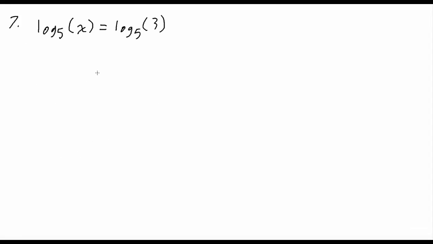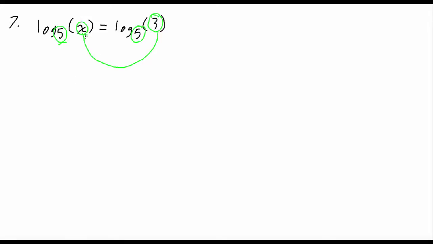So here's the shortcut way of doing it. All you need to do is recognize that these two bases are the same. So the log base 5 of x has the same answer as the log base 5 of 3. So that means that x must be 3 for these two sides to be equal to each other.